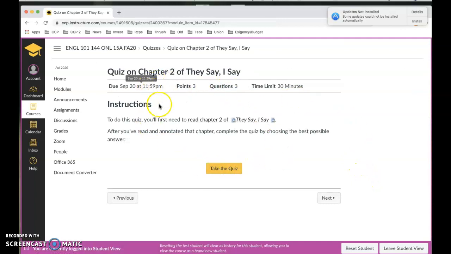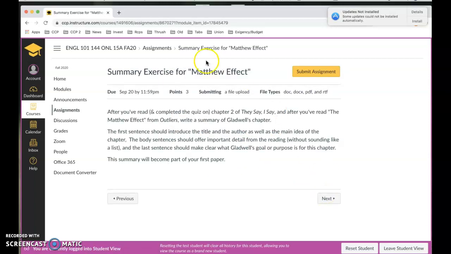Then there is a quiz. This is basically asking you to read chapter 2 of They Say, I Say. Last week you read chapter 1, now you're going to read chapter 2. I've also put a link here if for some reason you still haven't been able to get the book. So read it, then open up the quiz and complete it. Chapter 2 is about how to do summary. Then I'm going to ask you to apply your understanding from They Say, I Say and do a summary of the Matthew effect, which is chapter 1 of Outliers. That's going to get incorporated into your paper.